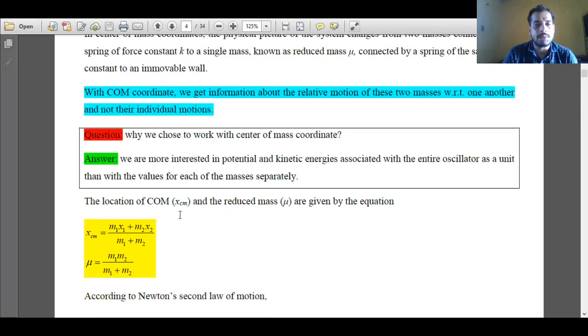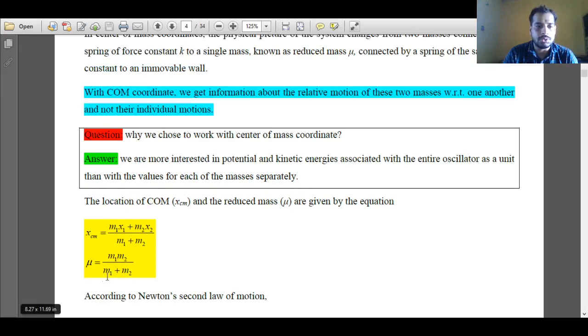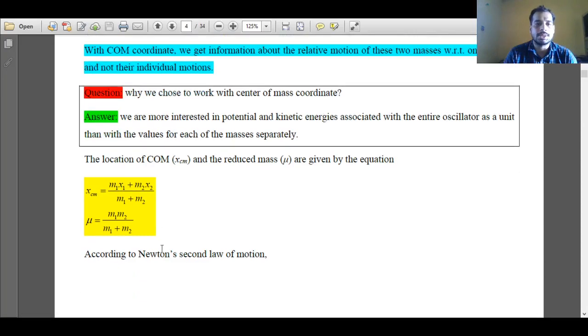So in the center of mass coordinate system, the reduced mass is given as m1 m2 over m1 plus m2, where m1 and m2 are the masses of body 1 and body 2. Similarly, to locate the position of the center of mass, we use the expression m1 x1 plus m2 x2 over m1 plus m2. Here x1 is the displacement of body 1, and x2 is the displacement of body 2.